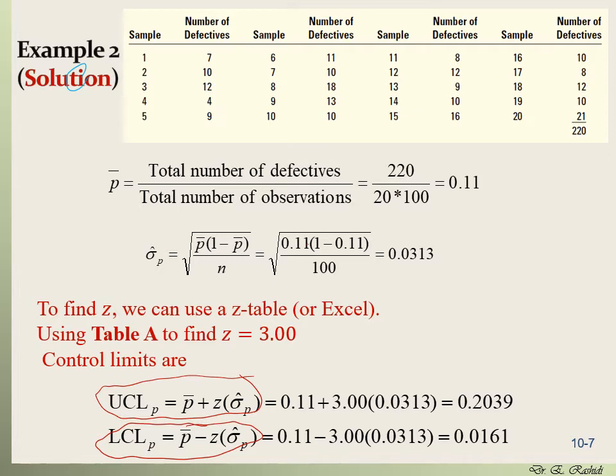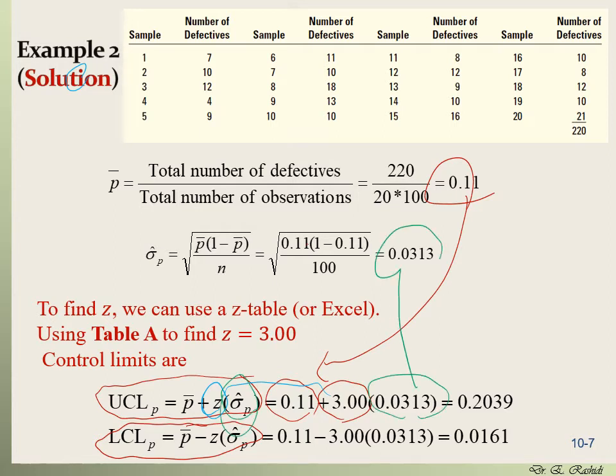So that would be P bar, which is 0.11 here, plus Z, we find Z equal to 3 from the table, multiplied by sigma hat, which is 0.03, find it here, 0.0313. So that gives us the upper limit for the control chart, that's 0.2039.